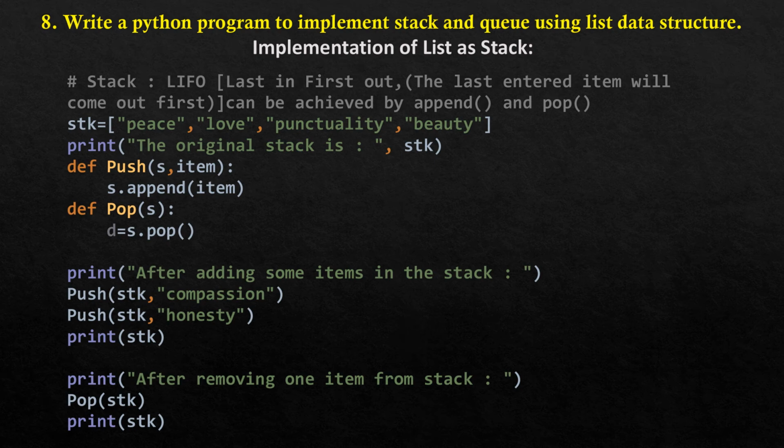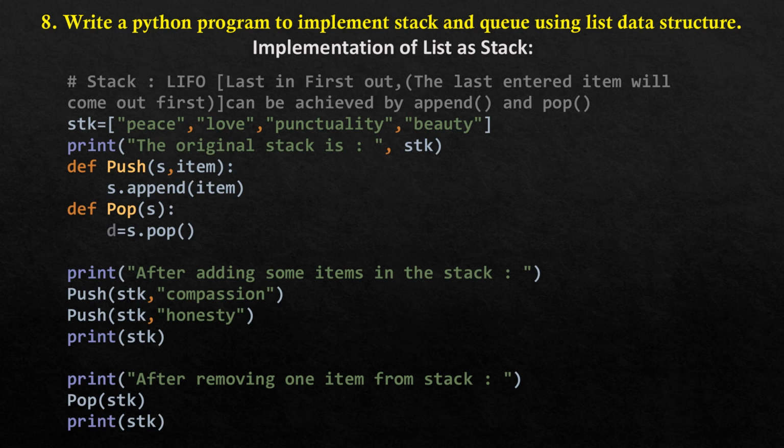So this thing can be achieved by two functions, append and pop. We have created a list data structure which will work as a stack here. We have named it STK and we have entered some elements into it. First, we will print the original stack. Then we have defined two functions, push and pop.